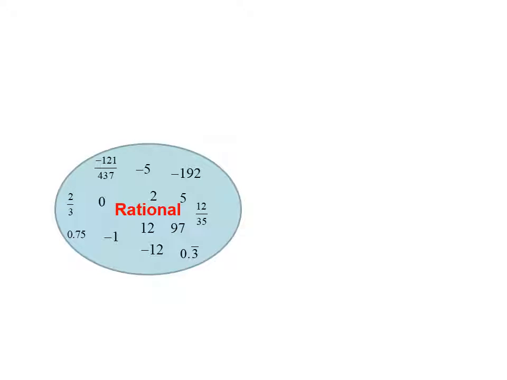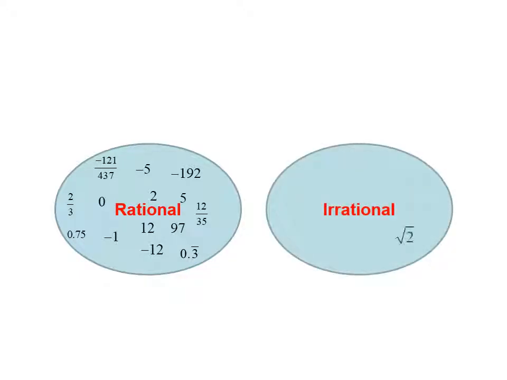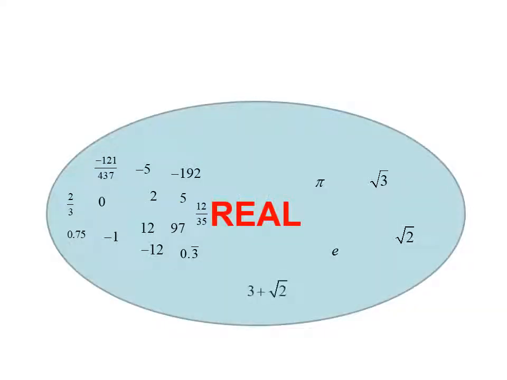Now in our diagram, the irrational numbers are completely separate from the rational numbers. If we combine all of the rational numbers and irrational numbers together into one group, we can give them the name real numbers. And so that's what real numbers are referring to.